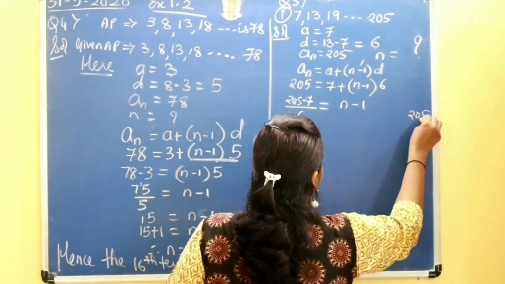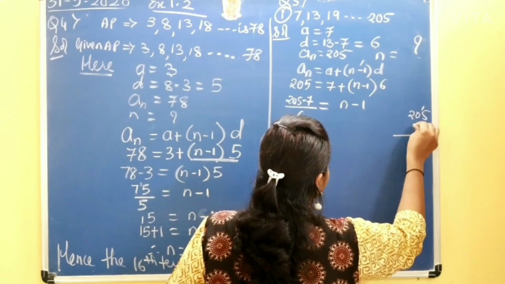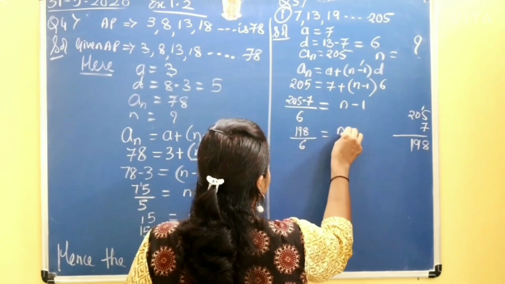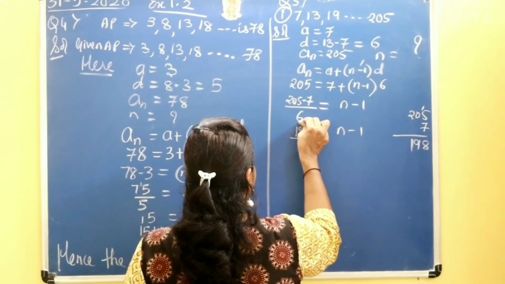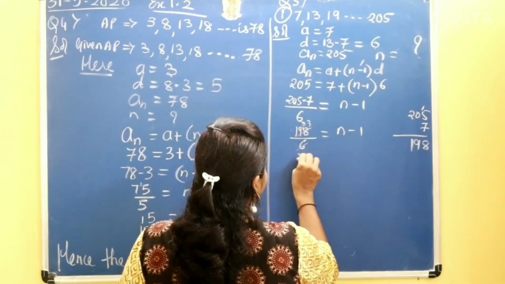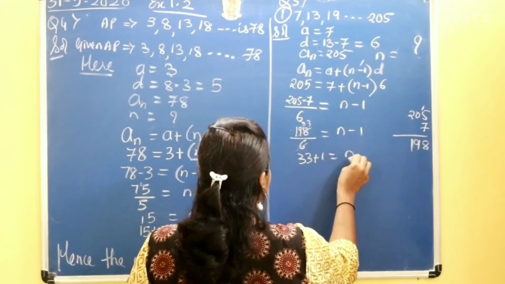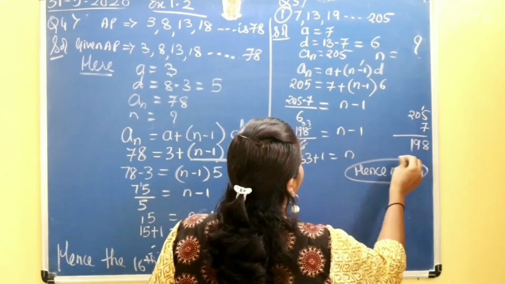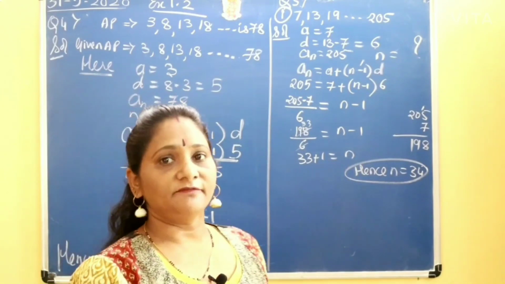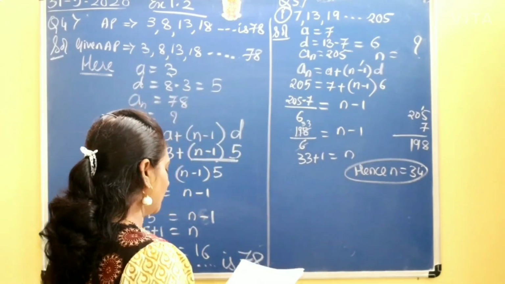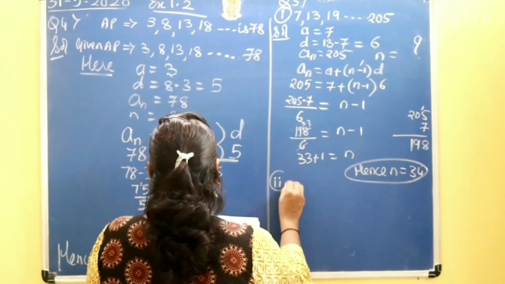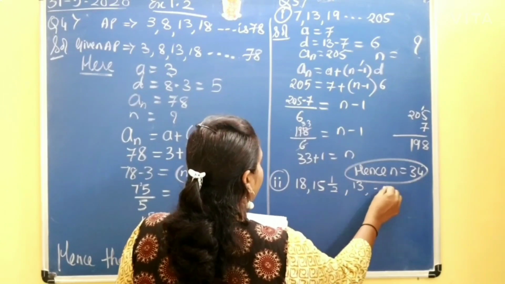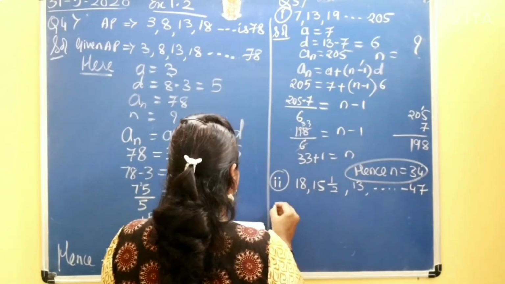205 minus 7 will give you 198. 198 divided by 6 is equal to N minus 1. 6 3s are 18, so 33 plus 1 is equal to N. Hence, N is equal to 34. So the 34th term of the given AP will be 205. In the second question, it is 18, 15 1 by 2, 13 and so on till minus 47.